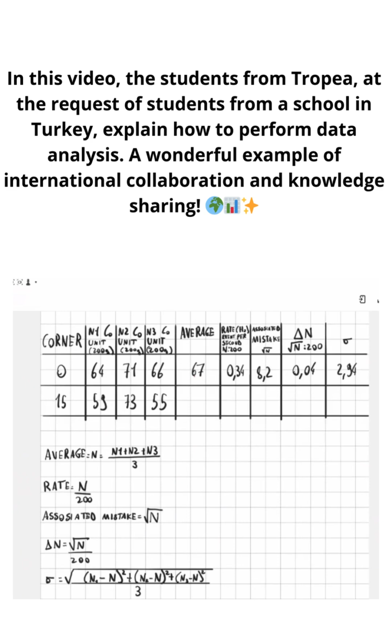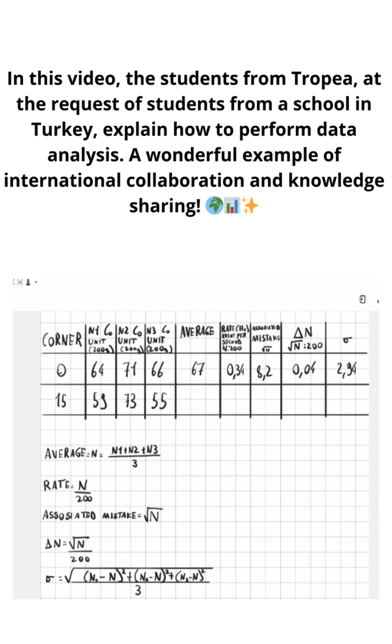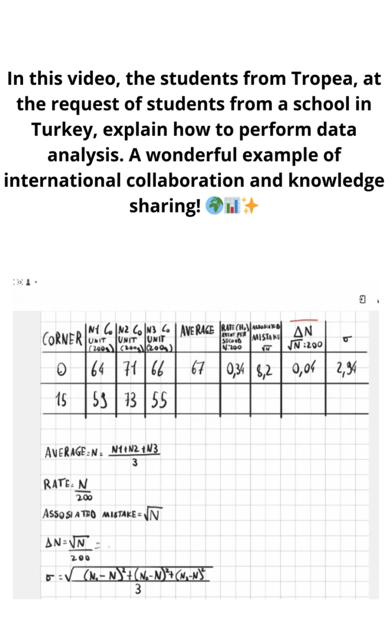Then we find the delta n, which is found by dividing the square root of n by 200. That is this. So, for example, we know that in the first line the square root of n is 8,2. Dividing that by 200, we know that it's 0,04.